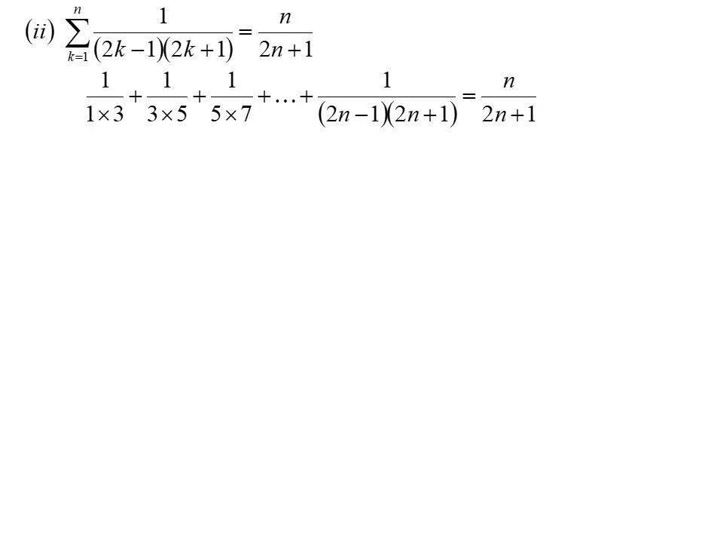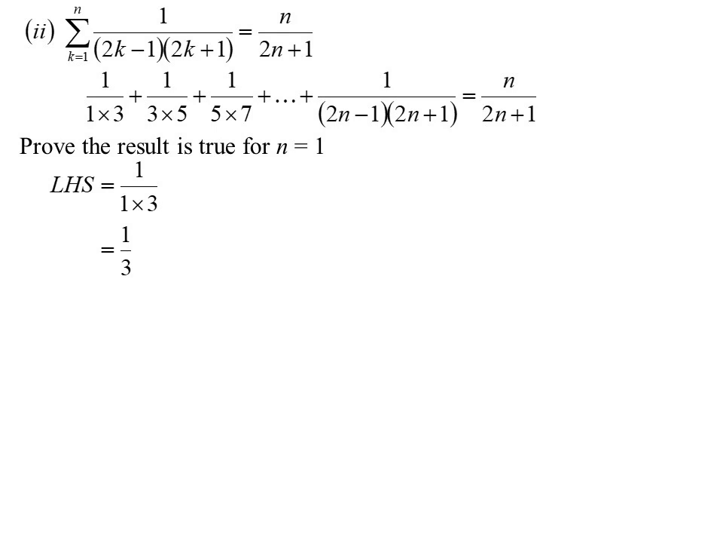The general term, which would be that one up there, is 1 on 2n minus 1, 2n plus 1, claiming that all of those will simply add up to be n on 2n plus 1. This is our claim. Okay, let's prove it true for the first case.